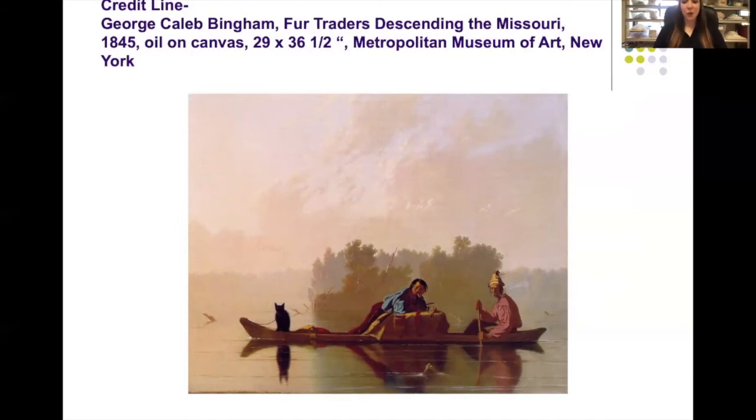After you have read the credit line and know a little bit more about the piece, now it's time to describe the artwork. What do you see? After you have described the artwork, you will analyze the artwork. What do you feel like the artist achieved? Why did they make the choices that they did in the subject matter or design or composition or medium or craftsmanship?